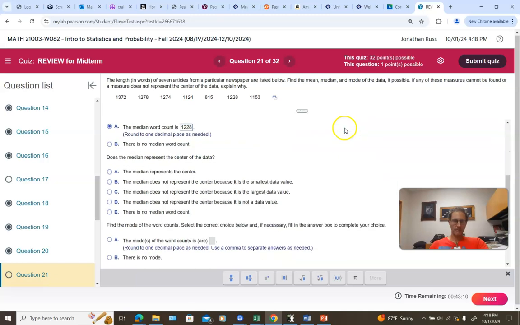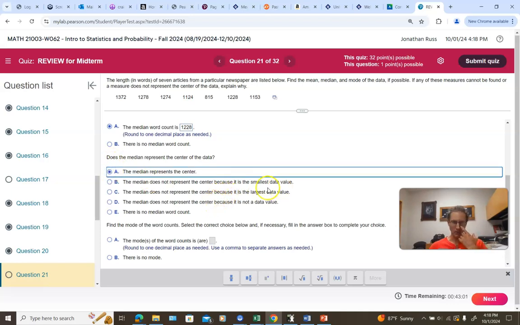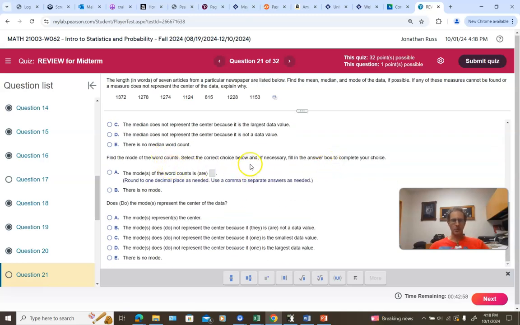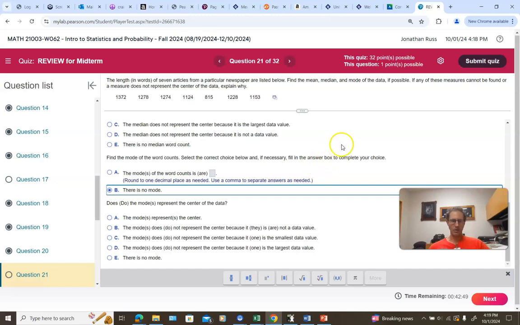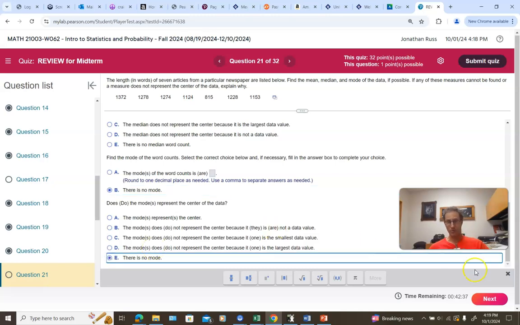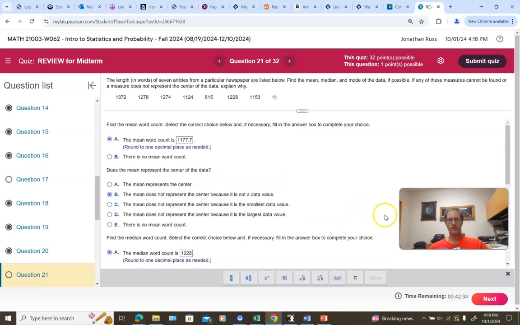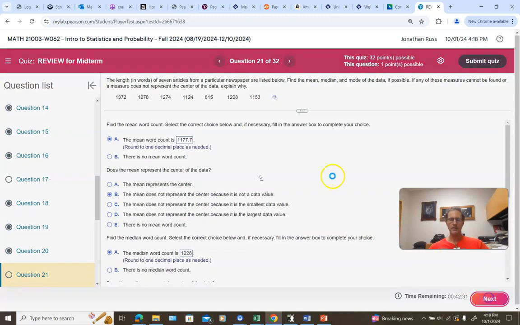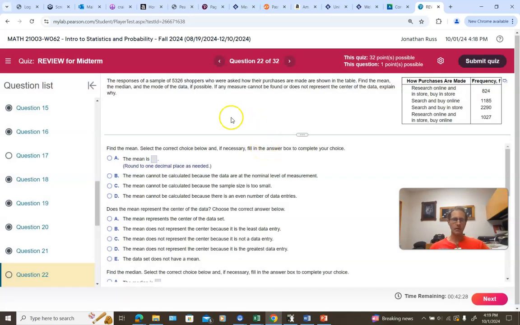Okay. Does the median represent the center of the data? Yes, it does. And then finally find the mode. Guys, I don't know that this one has a mode, because I don't think that any of these values are repeated. So I'm going to put there is no mode. And then it says, does the mode represent the center of the data? And I'm just going to click again. But there is no mode. Okay? So that's how you would do one like this. You can use either your calculator or Excel.